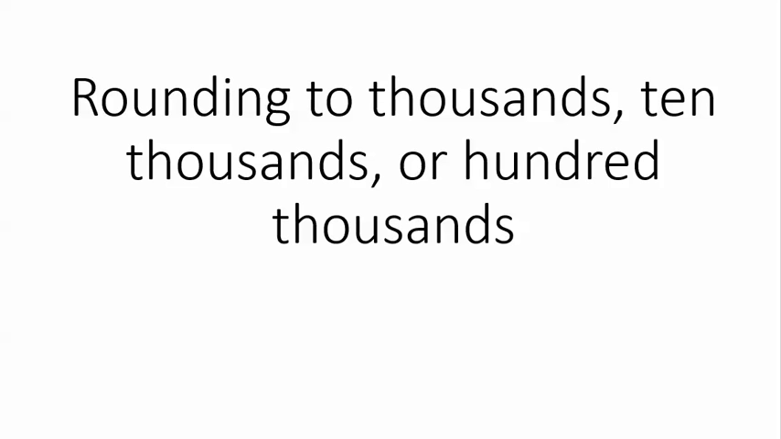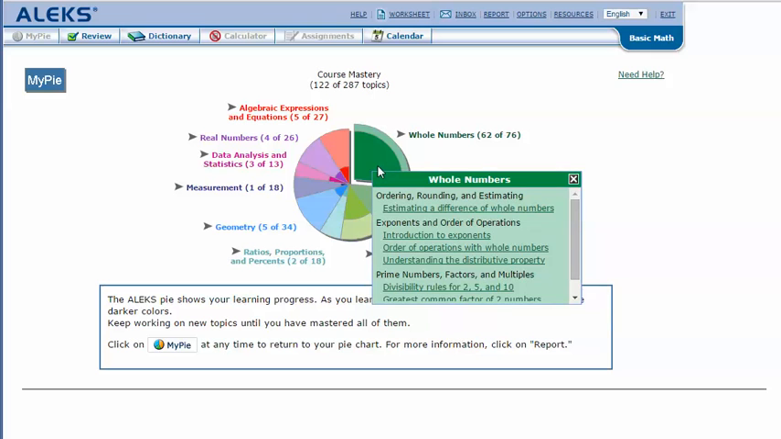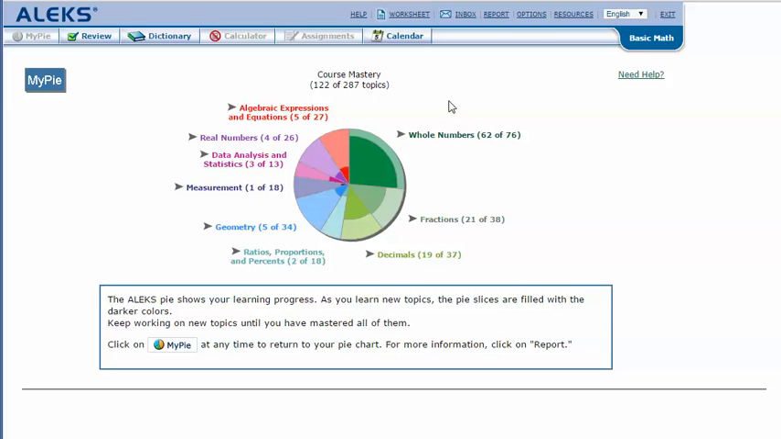Rounding to thousands, ten thousands, or hundred thousands. In your ALEKS Pi, mouse over the dark green slice, whole numbers, to reveal the drop-down list of topics you need to cover. Click on rounding to thousands, ten thousands, or hundred thousands.